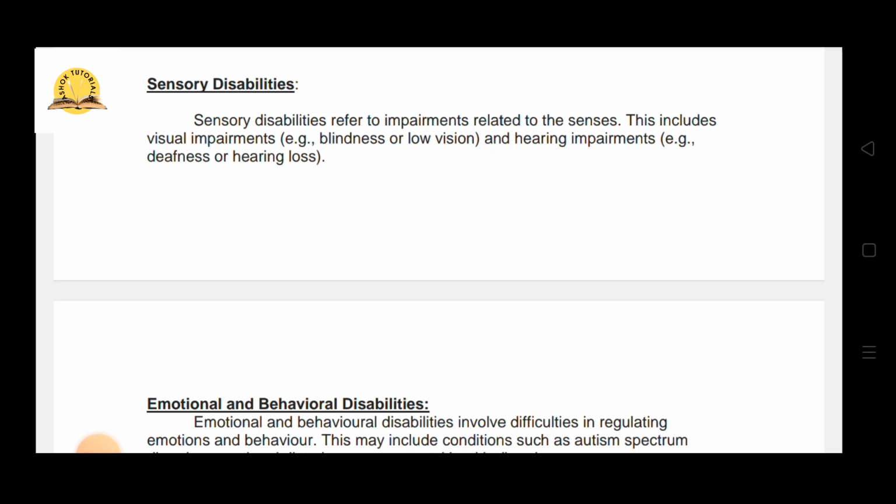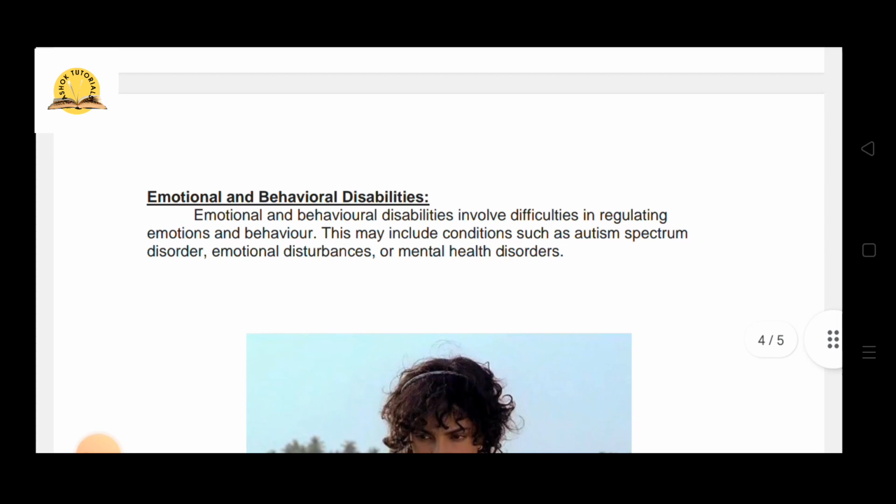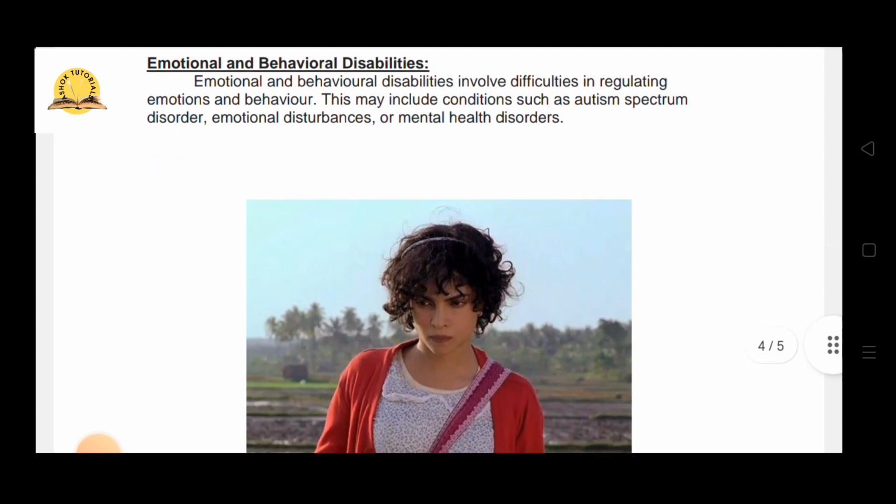So hearing impairment and visual impairment, these are the two sensory disabilities you have to remember. All right, now here another celebrity is here, huh? Now let's see emotional and behavioral disabilities. So emotional and behavioral disabilities involve difficulties in regulating emotions and behavior.